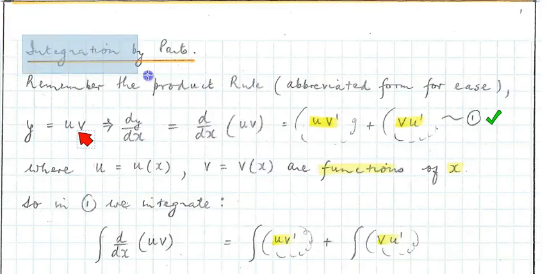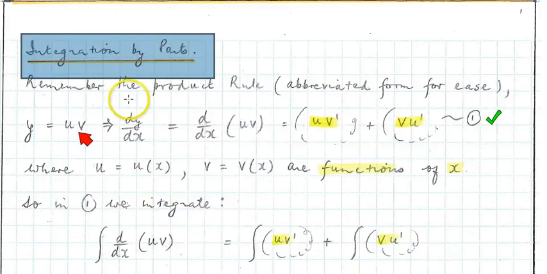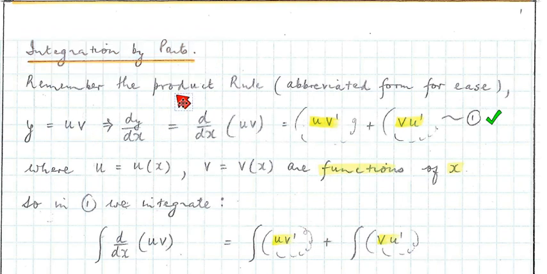Now we do the integration by parts. This is the product rule backwards. So can you remember the product rule? Let's have a look. I've got y equals some function u times another function v.